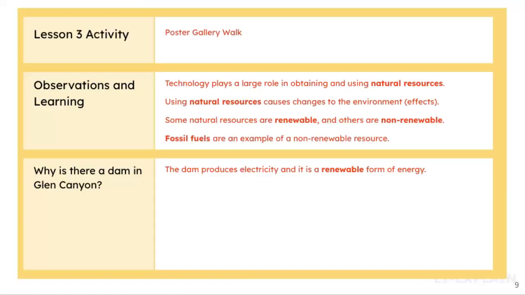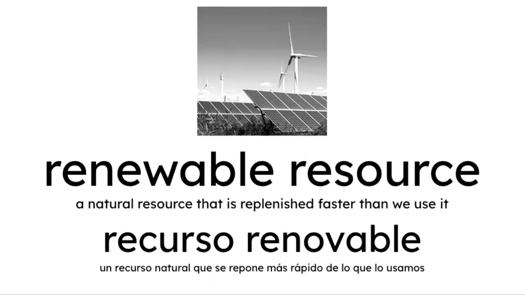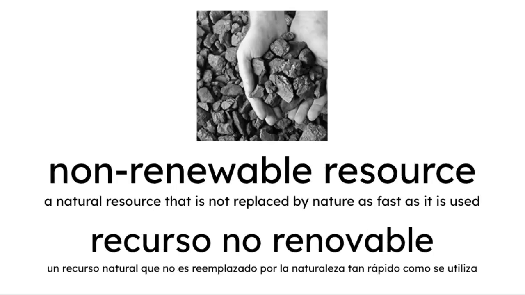The goal of this class discussion is to synthesize student learning from the gallery walk and think about how other natural resources are used for energy. You will use the discussion to create the Lesson 3 summary chart. From the discussion, students should understand that the dam produces electricity and that it is a renewable form of energy. During the discussion, you can post and discuss the fossil fuel, renewable resource, and non-renewable resource vocabulary cards.